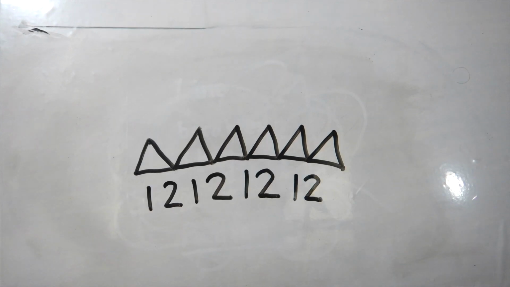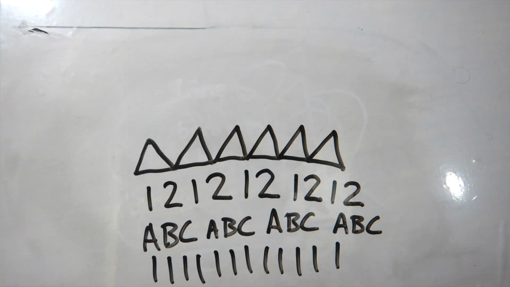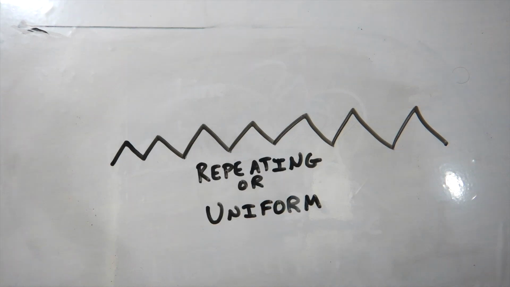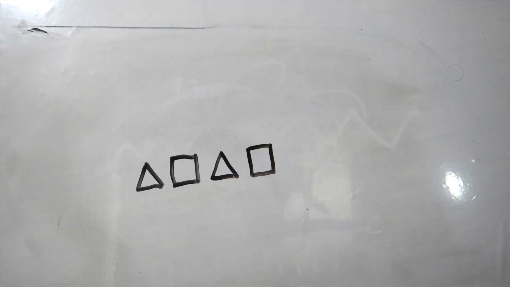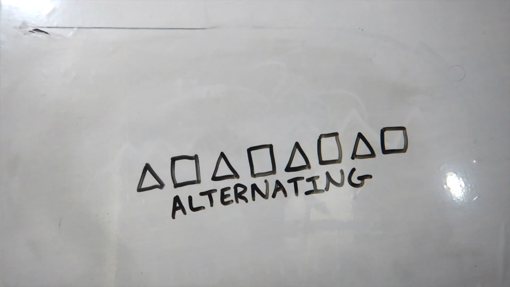Patterns can be shapes or numbers. Patterns can be letters. Patterns can be line. Really, patterns can be anything, so long as they repeat. When a pattern keeps on repeating the same exact thing, it's called a repeating or uniform pattern. But when a pattern gets all crazy and mixes itself all up, we call that an alternating or variable pattern.